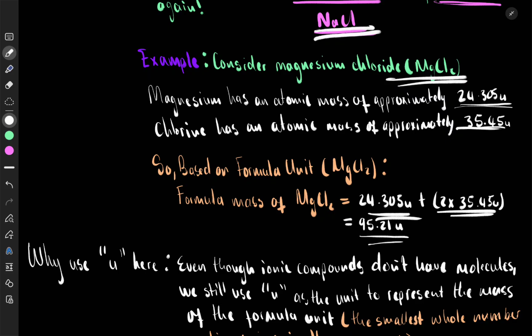We still use atomic mass units because we are still dealing with a few atoms. In the formula unit, we only had 3: 2 chlorines and 1 magnesium. Because we are still dealing with small things, to get the masses, we use atomic mass units. Then we will have the formula mass.